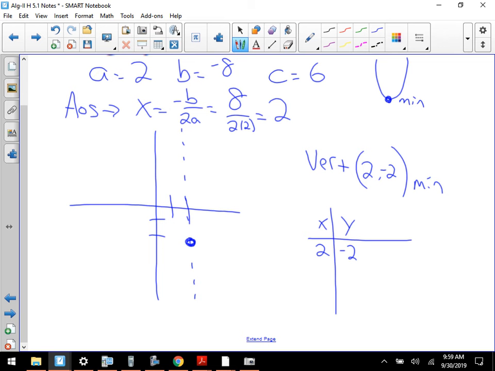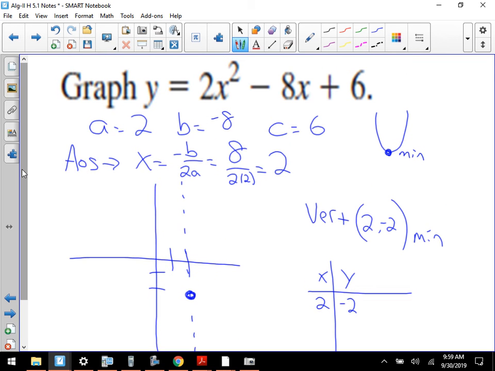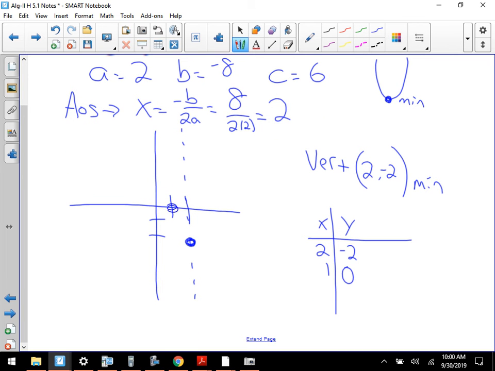Do I want to use 3 or 1, do you think, to substitute in? Which one would be easier? 1. We'll do that last. I always want to get the very next number on either side of the axis of symmetry, and then I will jump to something that's easy to work with. So if I use 1, what's 1 squared? What's 1 times 2? What's negative 8 times 1? All right, so we have 2 minus 8 plus 6, 0. So at 1, it is 0. Well, how far away is 1 from your axis of symmetry? 1. So what's 1 away on the other side then? 3.